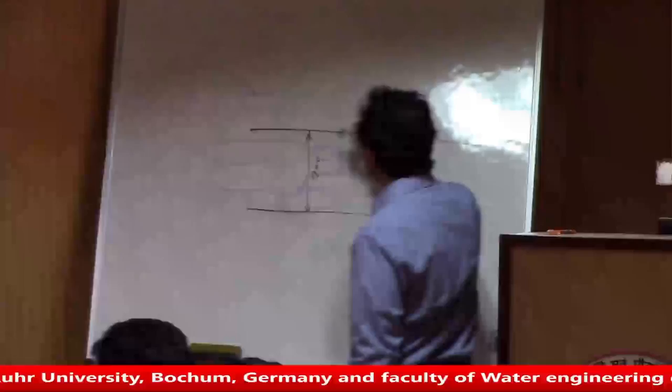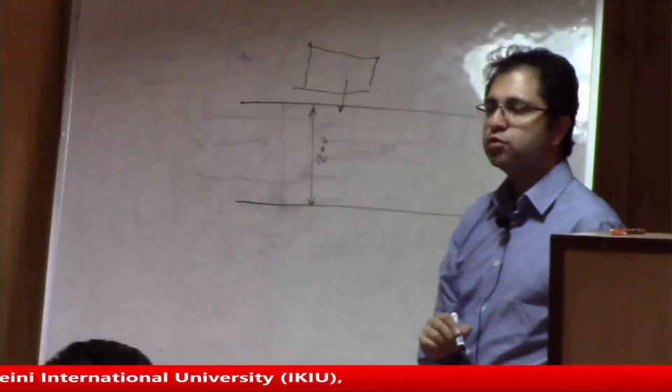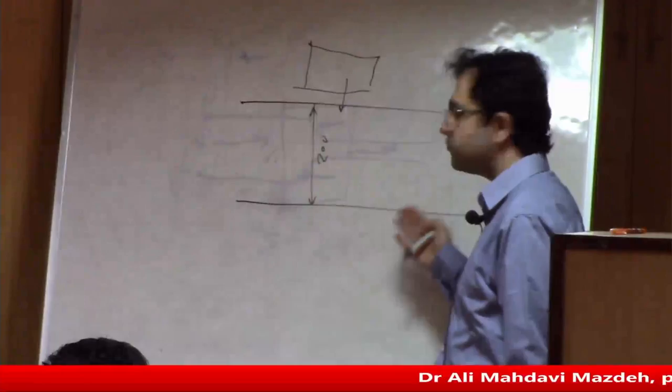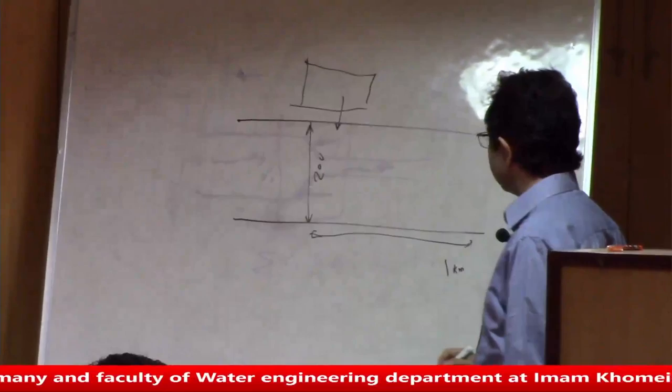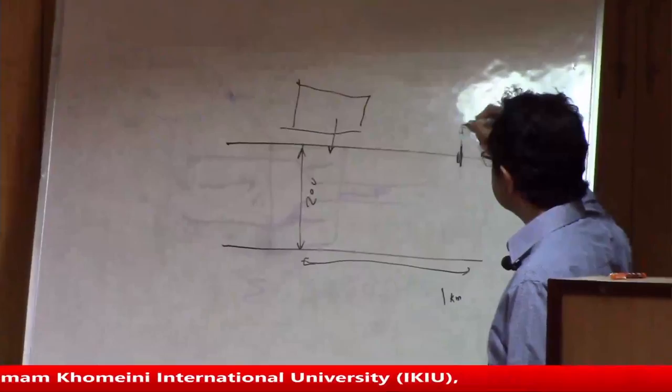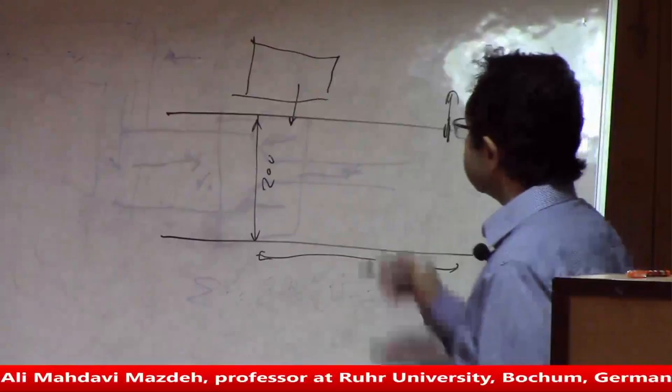And there is a factory here, and this factory pours waste material inside this river, and you are going to make a water treatment plant to get the water for irrigation or for drinking from one point, for example 1 kilometer downstream. You want to see how much pollutant comes to your drinking water system.